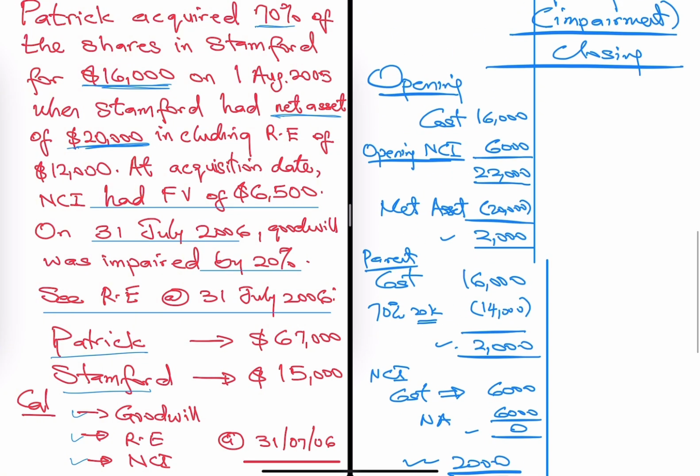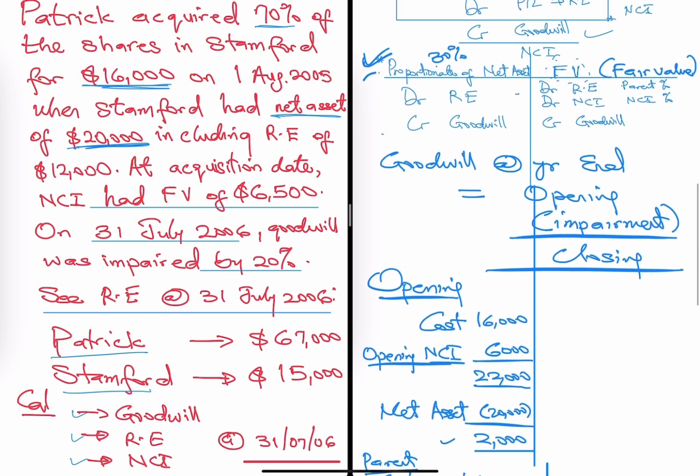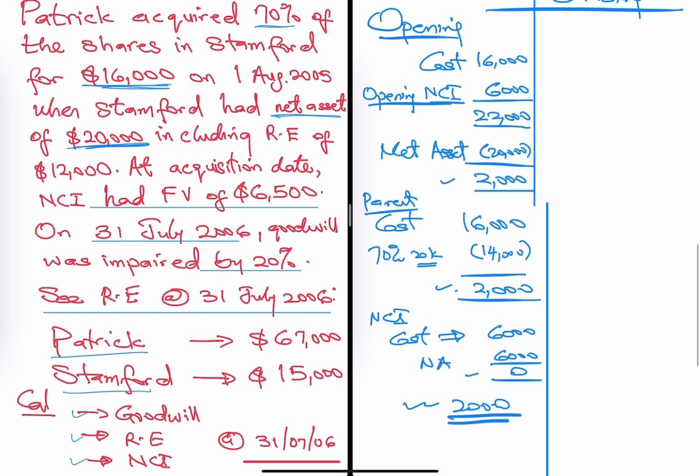But now let's look at the other way around when fair value is being used. If fair value is being used, the cost is 16,000 of parent. NCI is now at fair value, and they've given us the fair value of NCI to be 6.5.